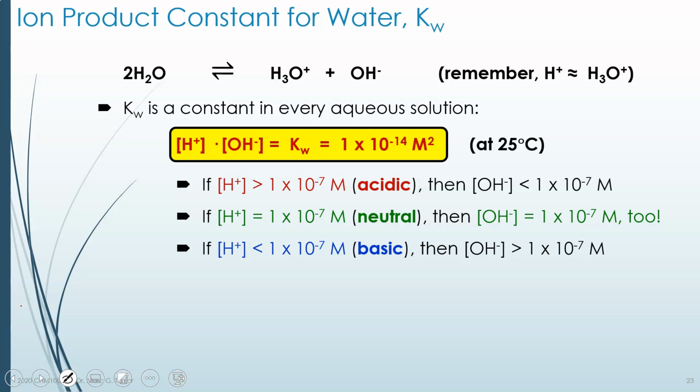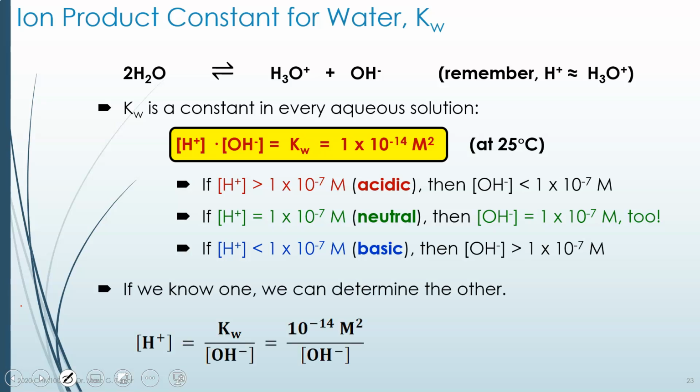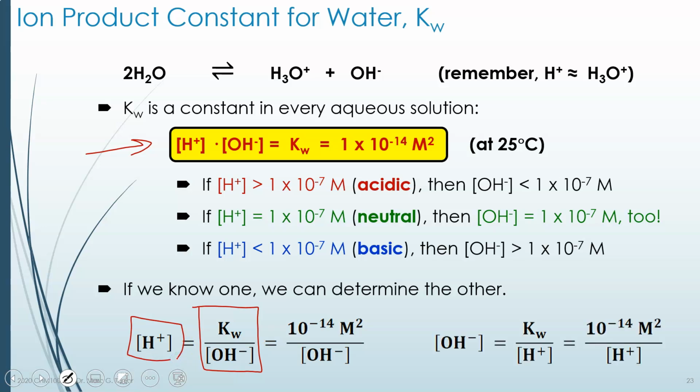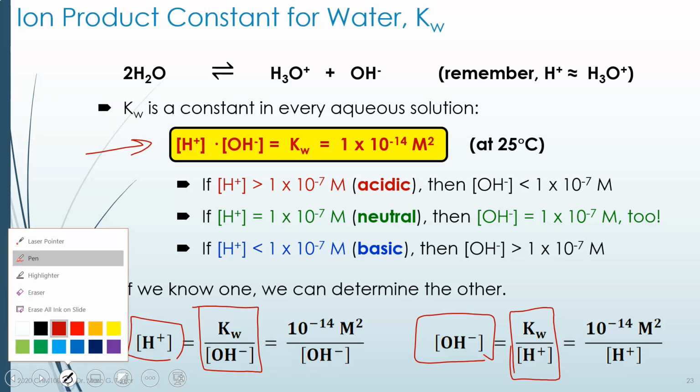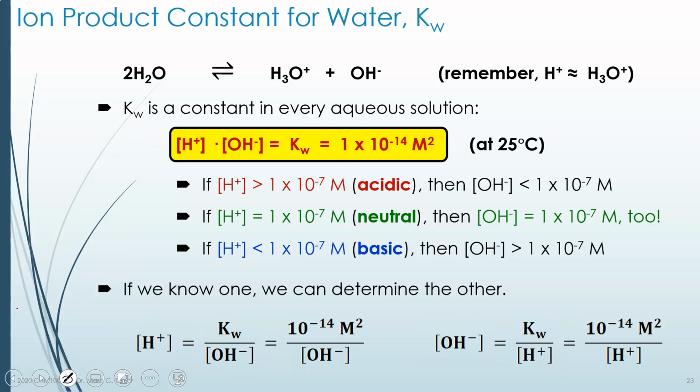At any other pH, the two concentrations are going to differ. As I said before, if we know the hydroxide concentration, we can just put it into this rearranged version of this formula, and we can get the proton concentration. Likewise, if we know the proton concentration, we can divide Kw by that, and we can get the hydroxide concentration. So if you know one, you automatically know the other value. And that's the beauty of this.